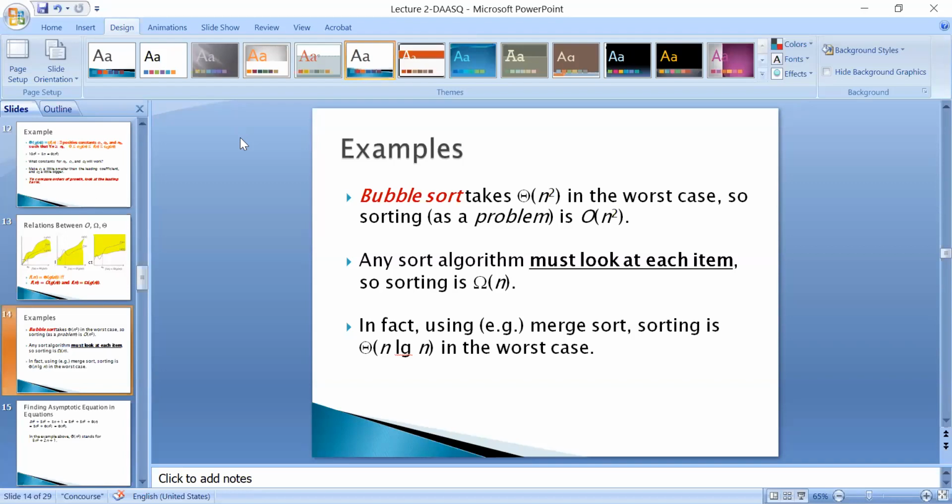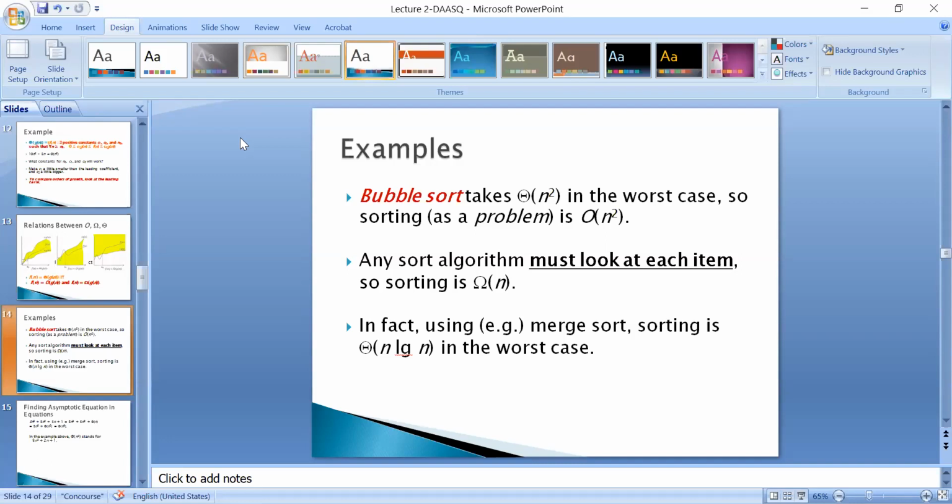look at each item at least once. So even if it's a bubble sort and you scan through the entire list and you find that they are already in order, how do you find that? You put that flag. If there is a swap, then they are not in order. If there is no swap in the first go itself, that means it is already sorted. But you still went through each item at least once. So that is why it says that any sorting algorithm is omega of n.